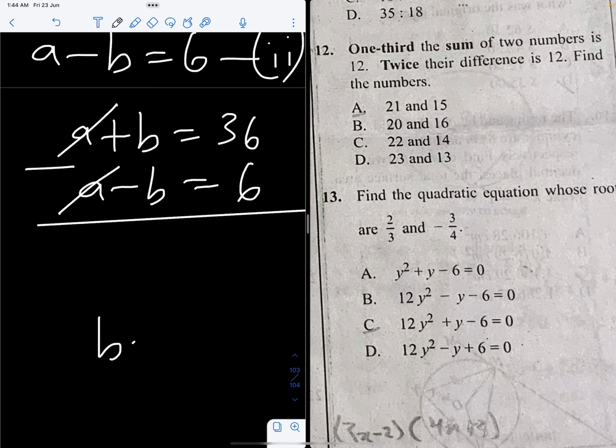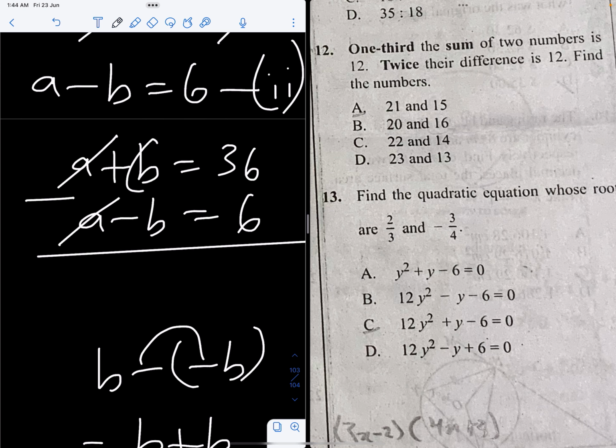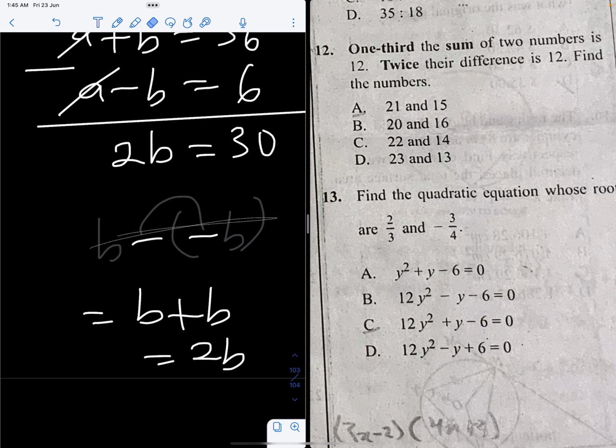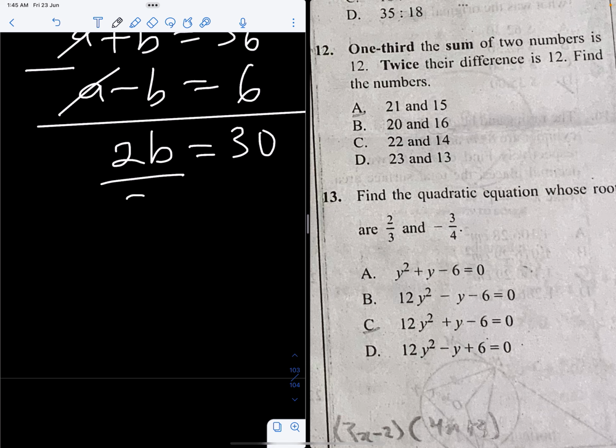b minus minus b is the same as b plus b, because minus times minus is plus, and that's 2b. And then equals 36 minus 6, which is 30. So if 2b is 30, what's b? We divide both sides by 2 to get b, and that means b is equal to 15.